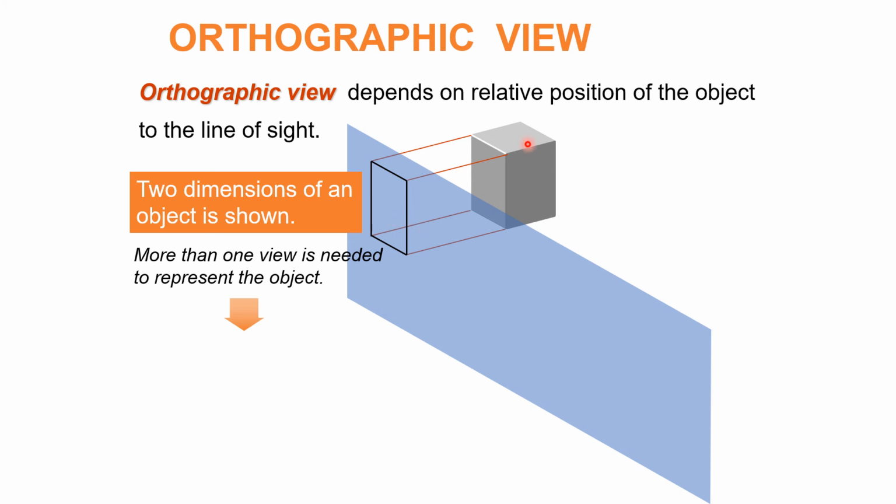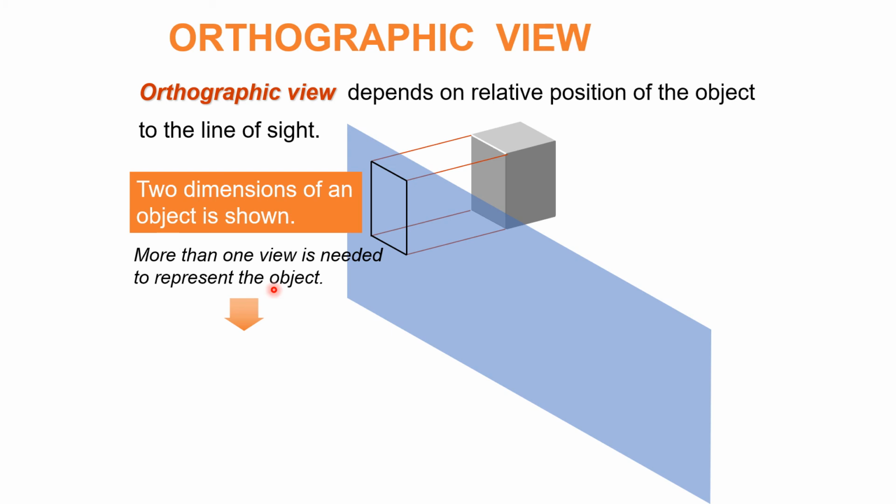Okay, so for this top width and length, we have to draw another projection by placing the plane of projection at the top. For fully understanding this object, means we need one more drawing. This is the one drawing where we show the width and height, and we need another drawing to get the third dimension. So here two dimensions of an object are shown.